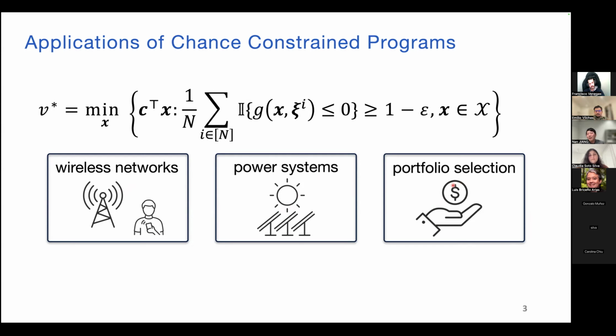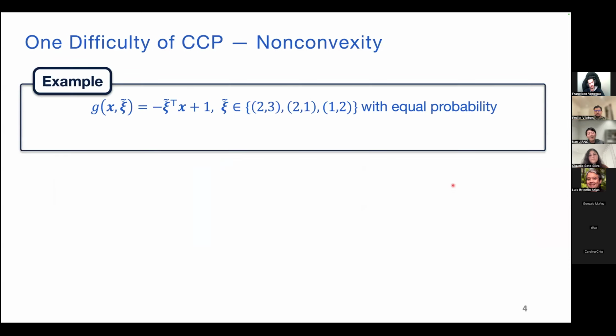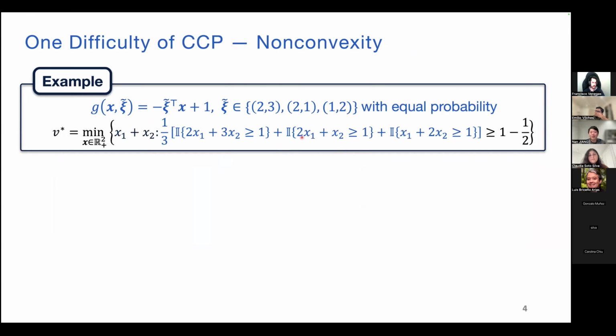But our focus today is that this problem is very hard to solve. Let's look at one simple example. Suppose the constraint is a linear constraint, and we have 3 samples, sampled with equal probability. We can write down this problem in this way. The epsilon here is 1/3, so we are going to satisfy 2 of them. So which 2 should we satisfy?